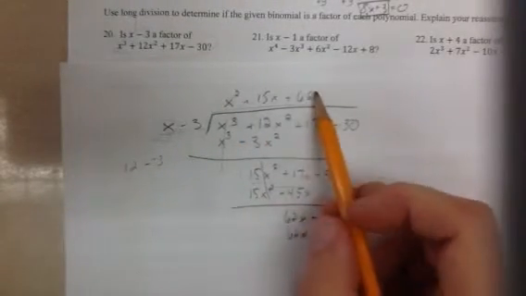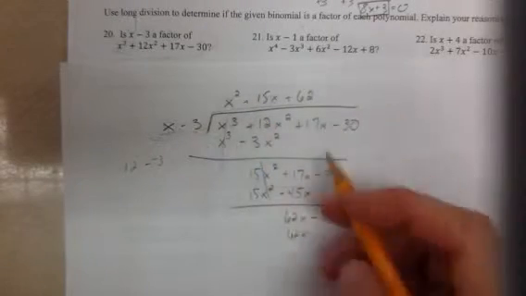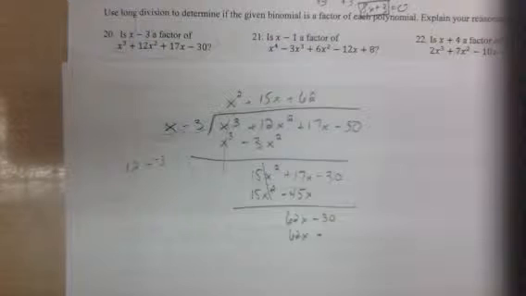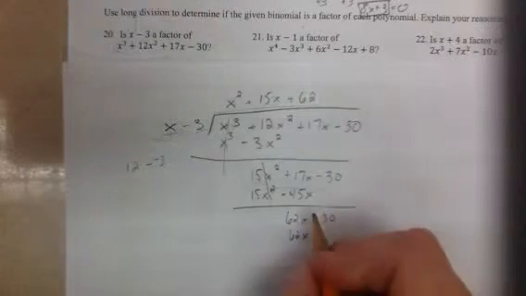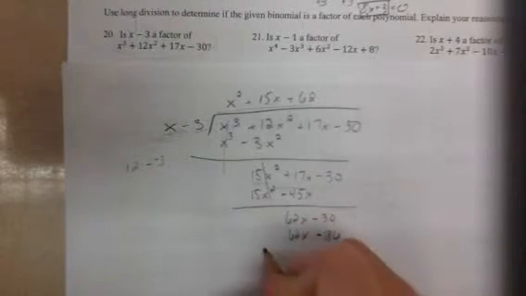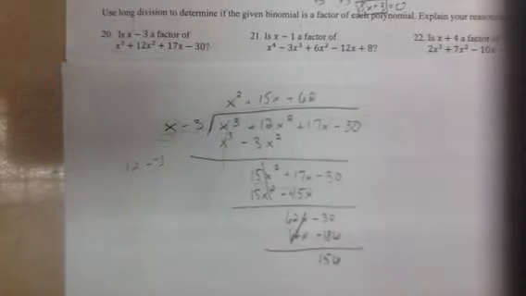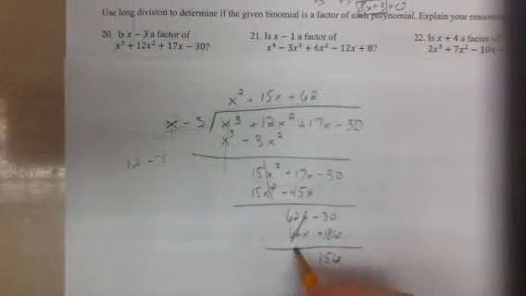And then I need to distribute. 62 times negative 3 is negative 186. Subtract down. This cancels. Negative 30 minus a negative 186 is 156. And this is my remainder.